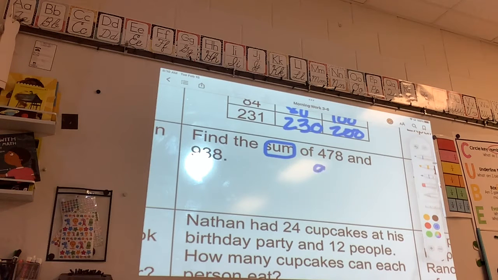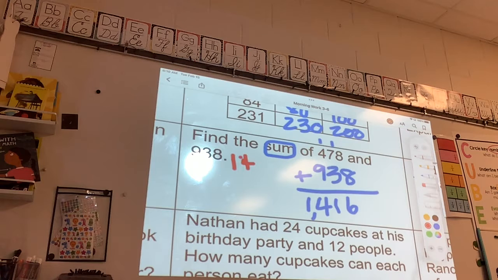Sum is adding. Okay, so 8 plus 8 is 16, carry my 1. 1 plus 7 is 8, plus 3 is 11. Carry my 1. 1 plus 4 is 5, plus 9 is 14. So we've got 1,416. Bottoms up. We're going to do bottoms up to check.